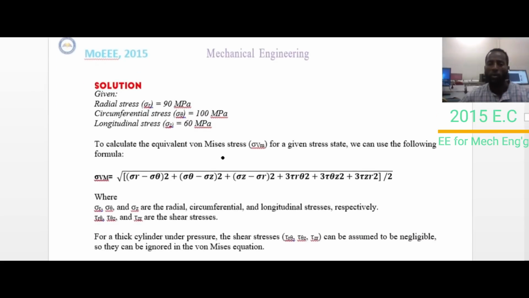So here we have given that radial stress, which is 90 megapascal, circumstantial stress, which is 100 megapascal, and longitudinal stress, which is 60 megapascal. And to calculate the equivalent von Mises stress, we can use this formula. This is the general formula to calculate the equivalent von Mises stress.